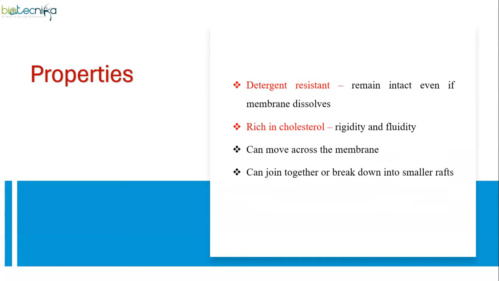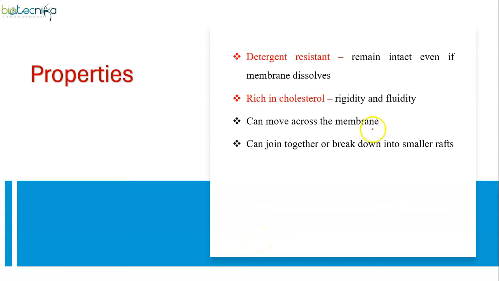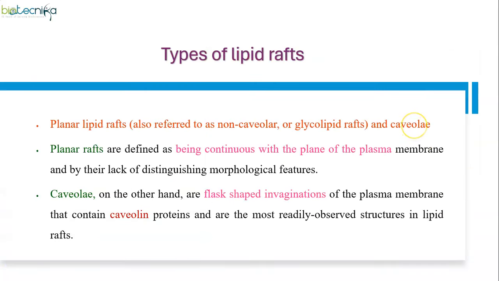What are the properties of lipid rafts? These are detergent resistant, that means they remain intact even if the membrane dissolves. That's why we say that if cholesterol is present, rigidity and fluidity are maintained or regulated. It can move across the membrane, can join together or break down into smaller rafts. Types of lipid rafts, we have two types. One is a planar lipid raft, which is non-caveolar by nature. Another one is a caveolar.